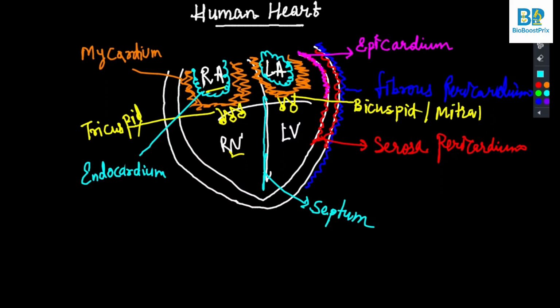The myocardium of the ventricles is thicker. So in these ventricles you have the ridges of muscles, which are called trabeculae carneae.